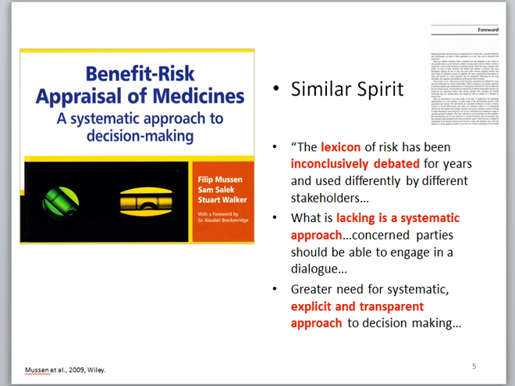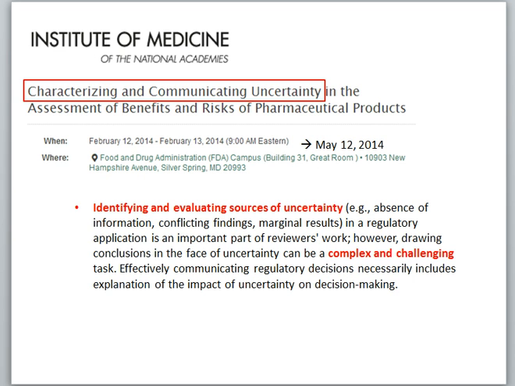This idea of bringing a more systematic approach and more clarity is reflected now in the regulatory space as well. This book by Philip Musin at Janssen is called Benefit Risk Appraisal of Medicines, a Systematic Approach. His main argument being that these risk-benefit appraisals have not been systematic enough in the past, and as a result there's been inconclusive debate for many years without moving the structure forward.